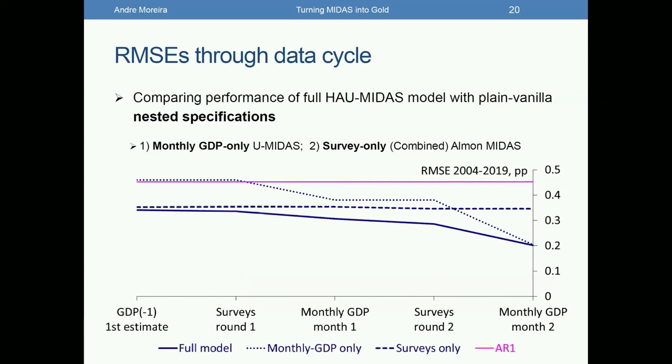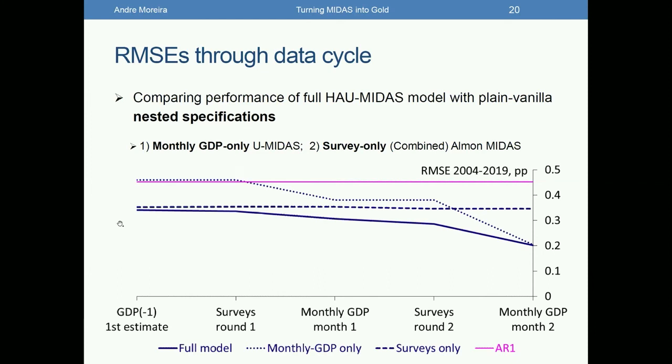And I was just going to make a couple more quick points, which is you can compare this full model just to get a sense of, is it doing what we want it to do and what we think it's doing? The root mean squared error of the model through the data cycle. And you can compare that one to just your standard AR1 benchmark, and it beats that easily. But it also beats the 2 nested versions from that specification if you just use the lags of the surveys, or if you just use the lags of GDP.